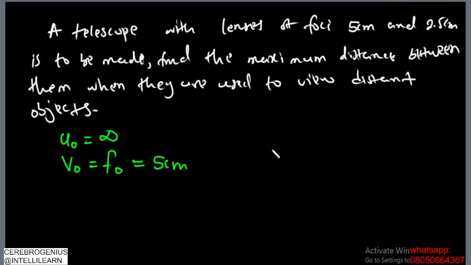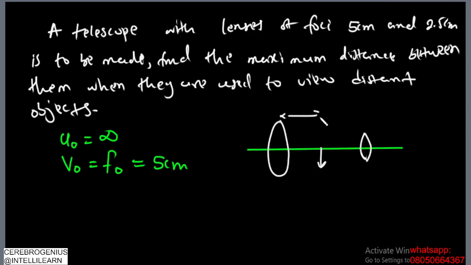Right? So let me show you what they mean by this. This is the objective, which is bigger. This is the eyepiece, which is smaller. So I know that both of them are convex because both of them are positive, right? Now what's going to happen? When the image is coming, it forms at where? At the focus of this.